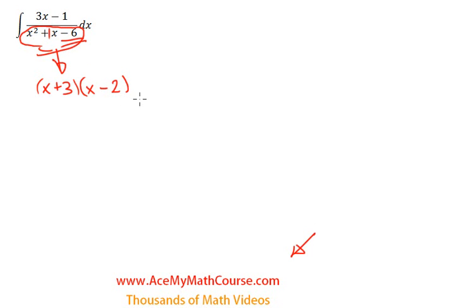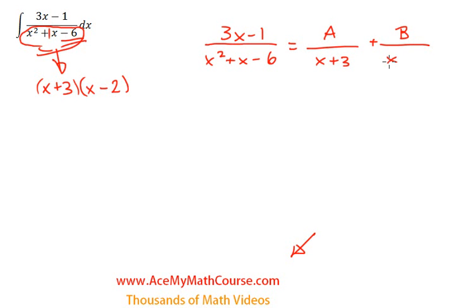So what does this mean in this case? Well, I can actually split up this fraction. Let me just rewrite this into something like a over x plus 3 plus b over x minus 2. But to do that, we're going to have to figure out the value of a and the value of b.